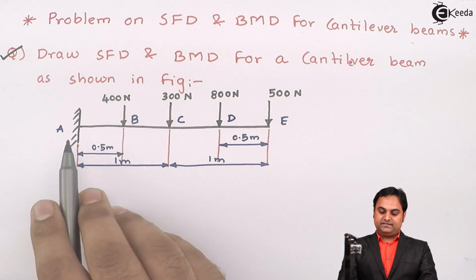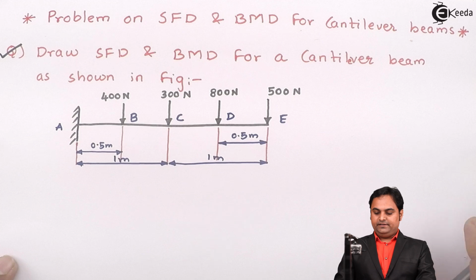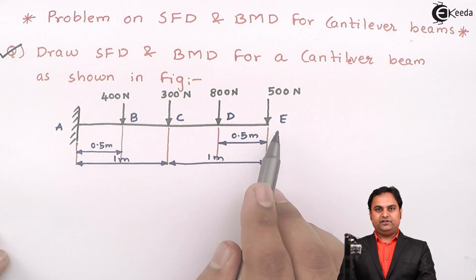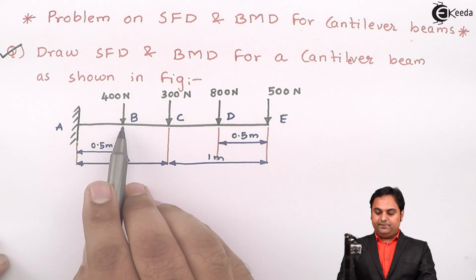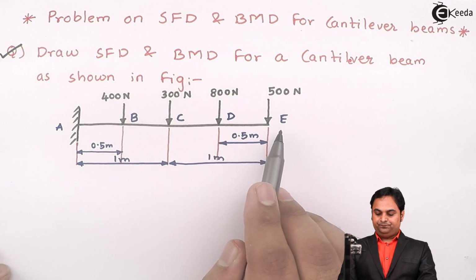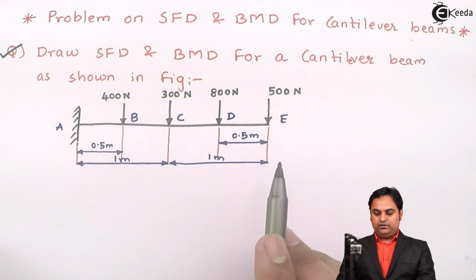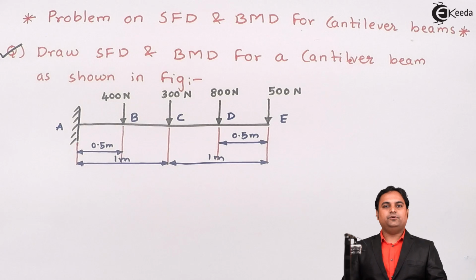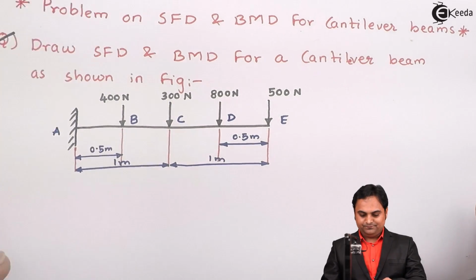Cantilever beam is fixed at one end, then it is free at the other end. It is loaded as shown in figure. Loaded at points B, C, D and E, and the values of loads are given. For such a beam we have to draw the shear force and bending moment diagram. Let us try to get the solution to this problem.